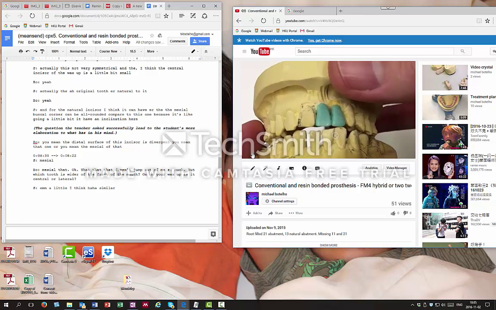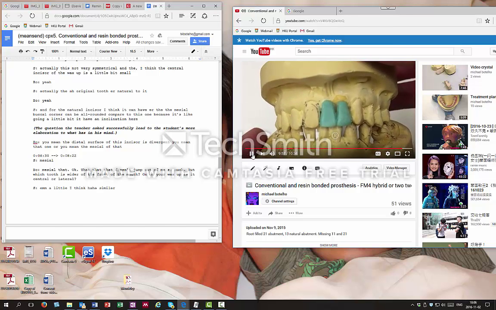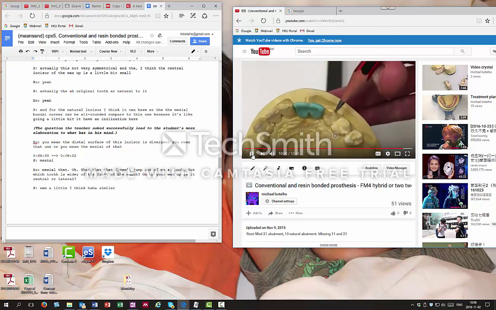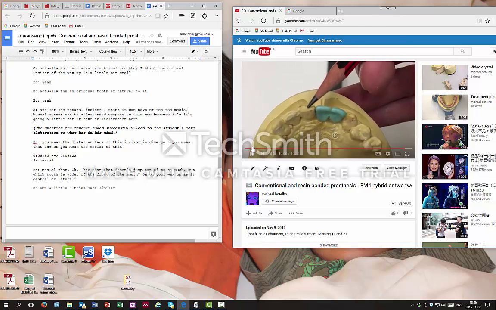Okay. So in that case, I would keep that as 2 2-unit cantilevers. Okay. To keep it simple. Otherwise, you've got to have that carry the 3 resin bonded retainers, and you've got to have a movable joint in there.